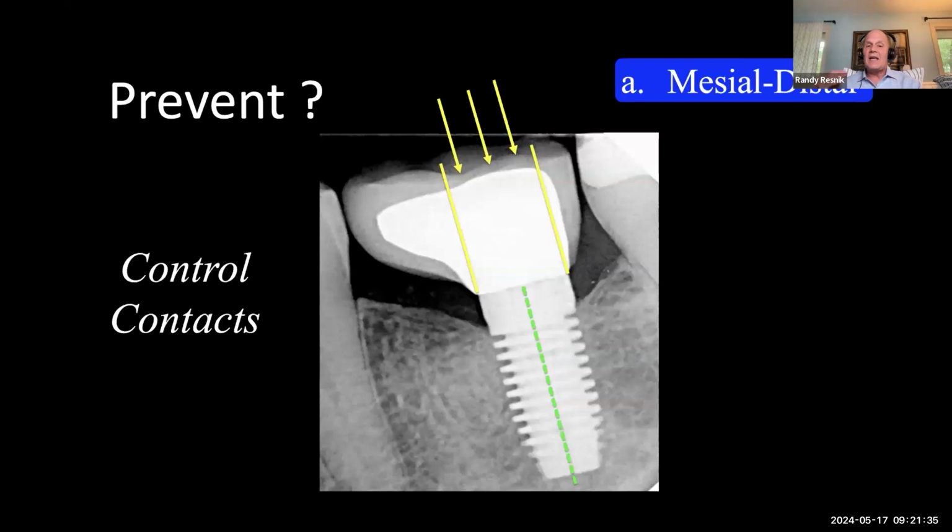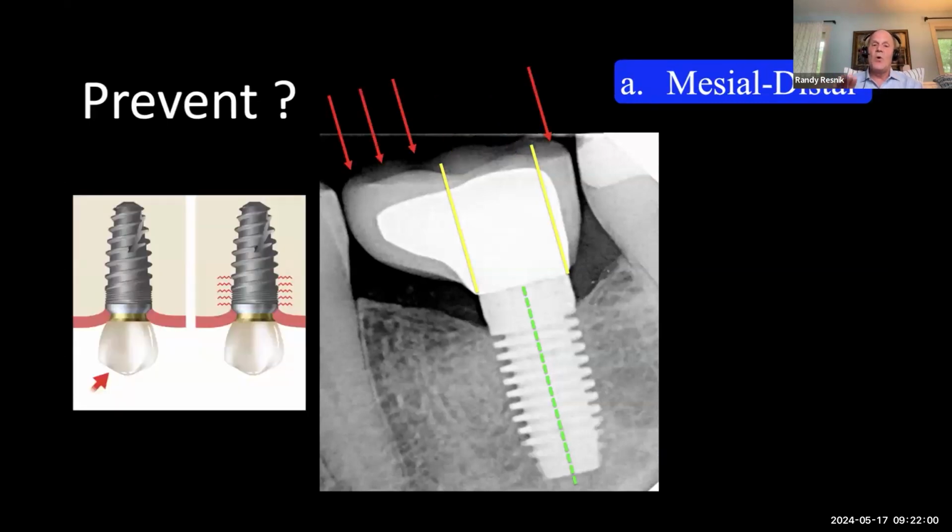So if we look at controlling contacts, here's an x-ray of a molar with a huge mesial cantilever. So what we want to do is direct our forces right over that implant body. But if you can see the occlusal morphology here, there are definitely cusps from the maxilla hitting into that mesial area, again causing shear forces. So you want to avoid these marginal ridges and these shear forces from these extensions.